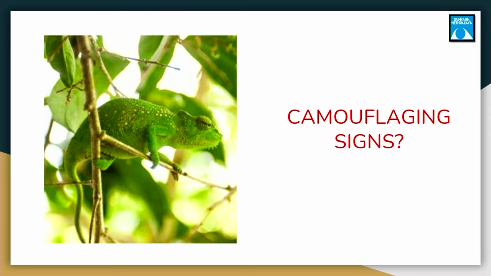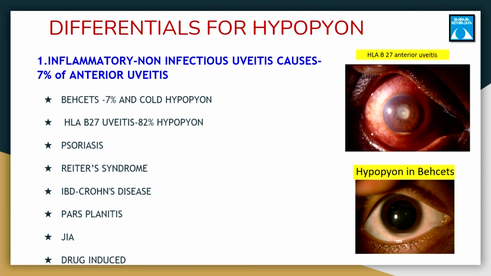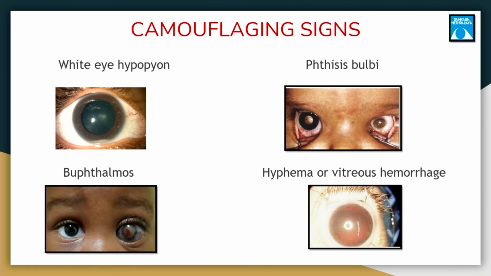The less common camouflaging signs include white eye, hypopyon, as in our case. It can present as phthisis bulbi, as buphthalmos, or it can also present with hyphema or vitreous hemorrhage. Okay, can you go back for a second? Why should it become a phthisical eye? It's a tumor which is growing, multiplying, occupying more and more space. Why should it become phthisical?